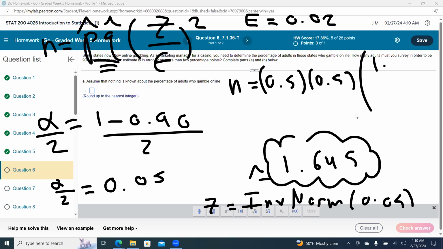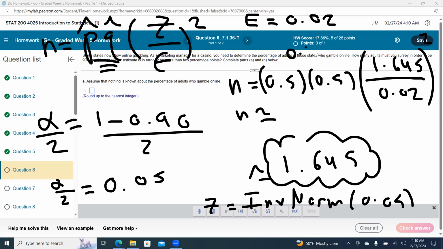So then what we get is 1.645 over 0.02. They have to tell us the E. They said 2%. There are a lot of common mistakes with this. So that's basically the calculation. If anybody ever says 0.25, it is 0.25. That's what 0.5 times 0.5 is. With n, we always round up. Always, always, always. I get 1691.